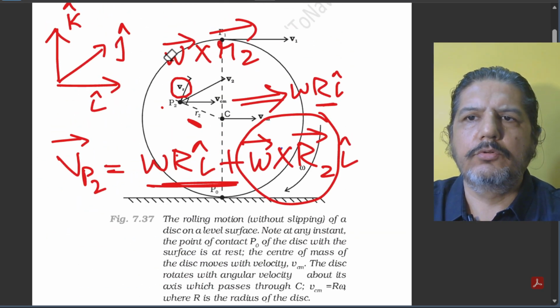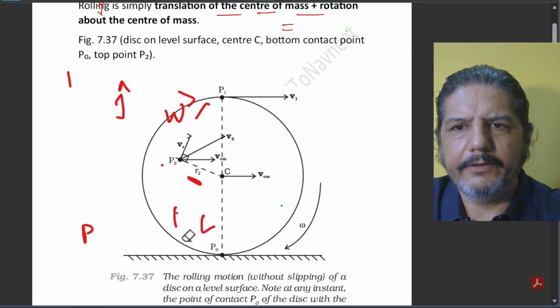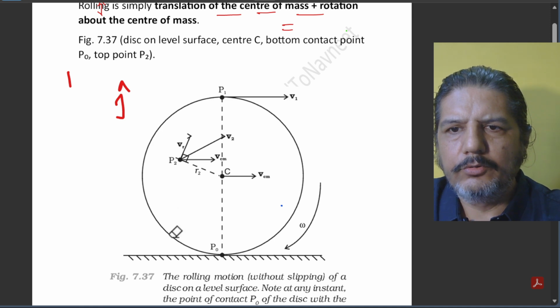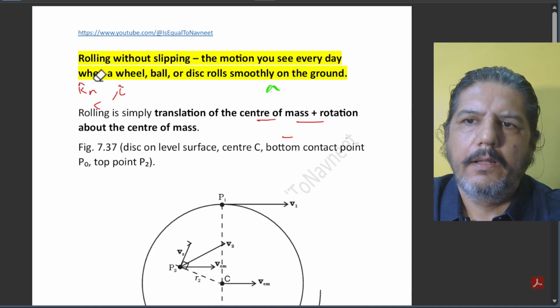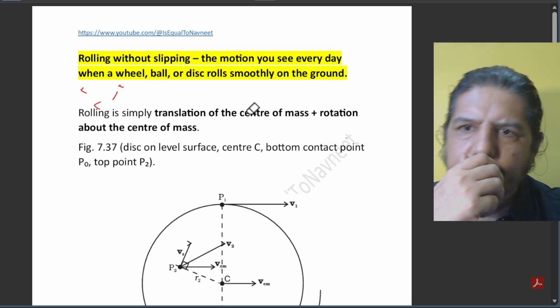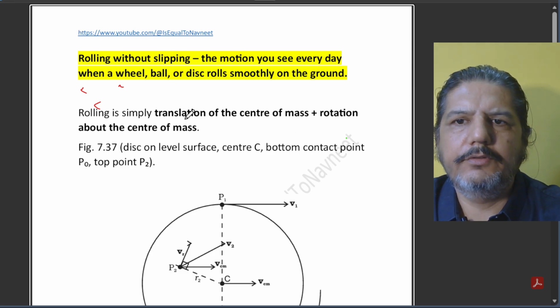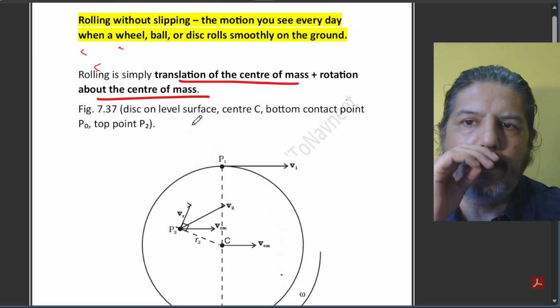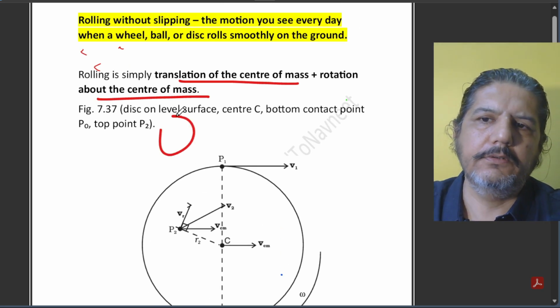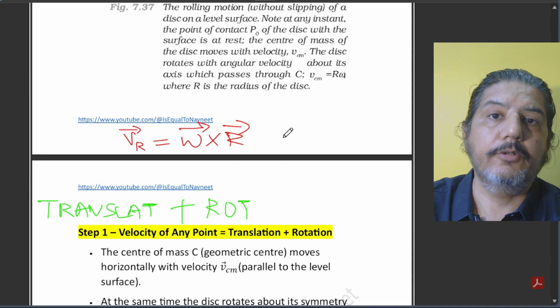Let me take you through the notes quickly. More or less, we have finished the discussion, but I'll just take you through the notes again. So rolling is simply translation of the center of mass plus the rotation about the center of mass. We have discussed this. Basically, rolling can be defined as the sum of the translational plus the rotational. So this figure is important to understand.